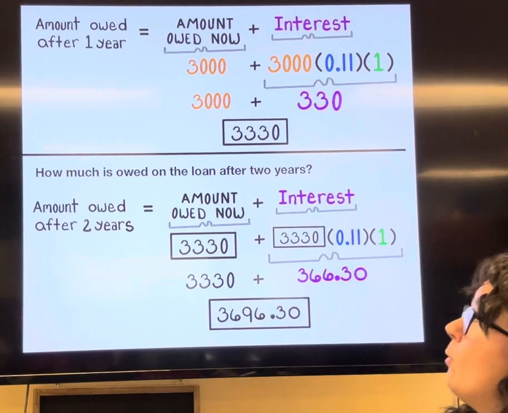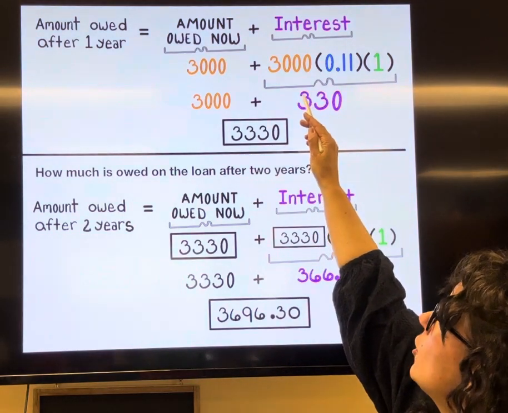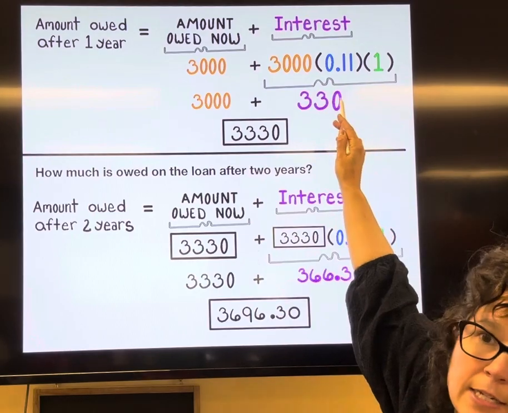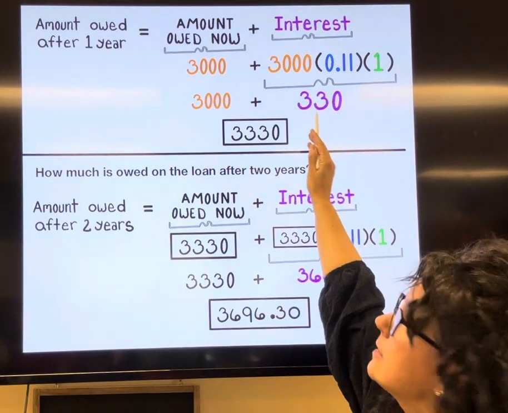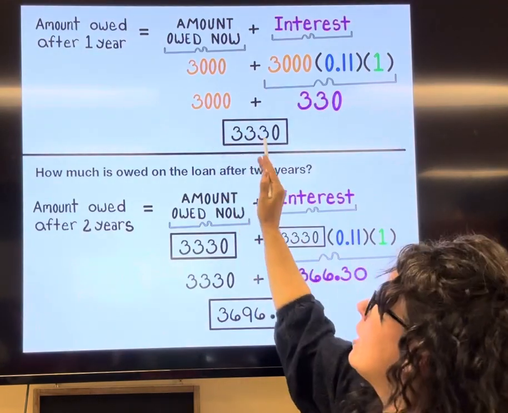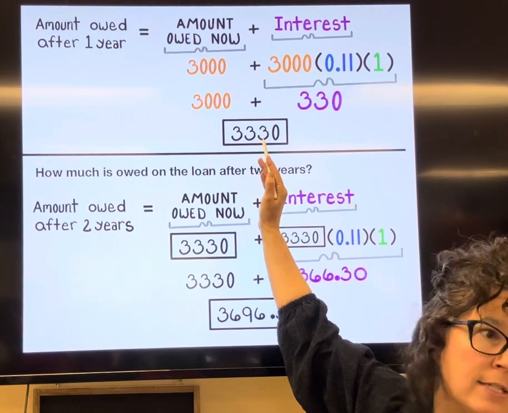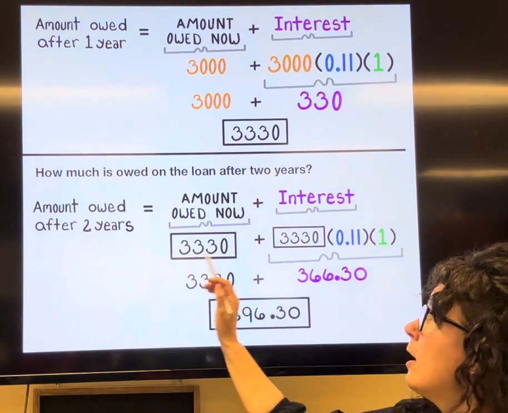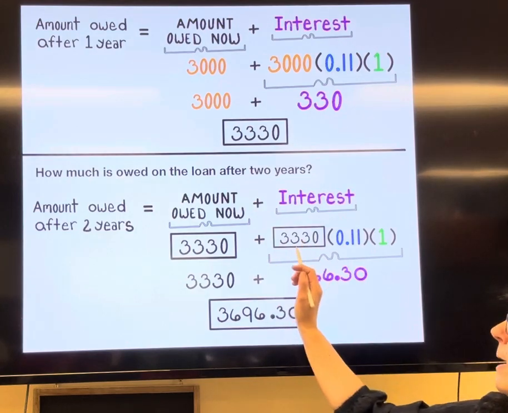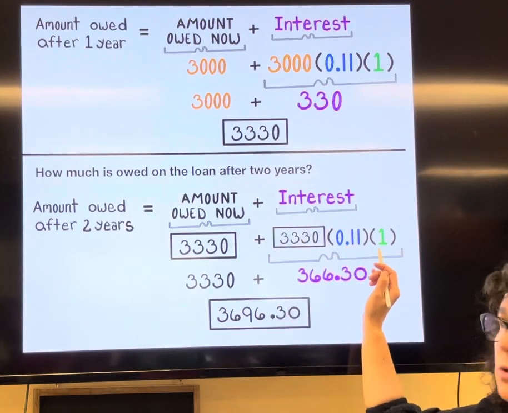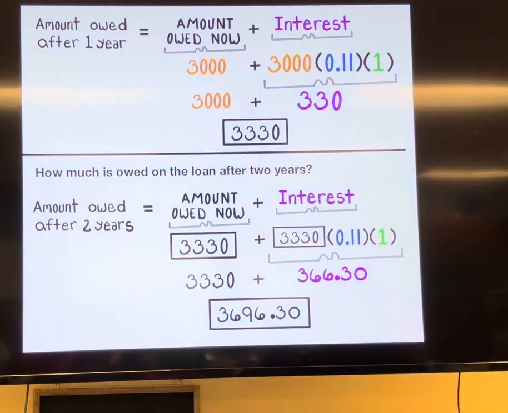Okay, so step 1, take the original loan amount times the interest rate times 1 in this case for time, and add that to the original loan amount, and that's how much you owe after 1 year. Then you reuse this number and you add it to the interest on that money. So this money times the percent times 1, and then add those together, and that's how much I have after 2 years.